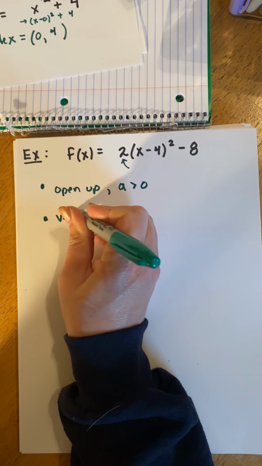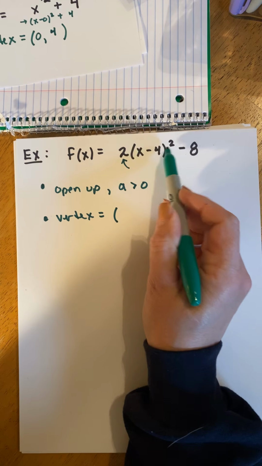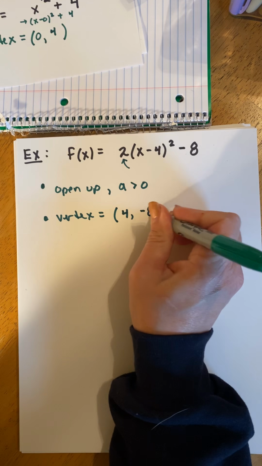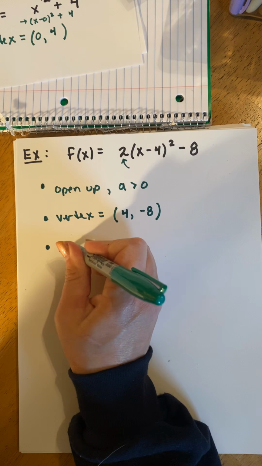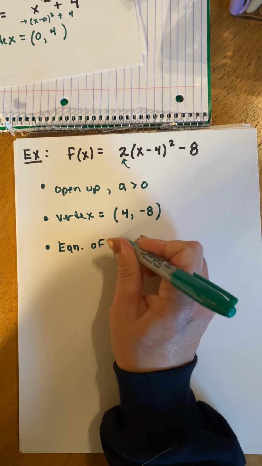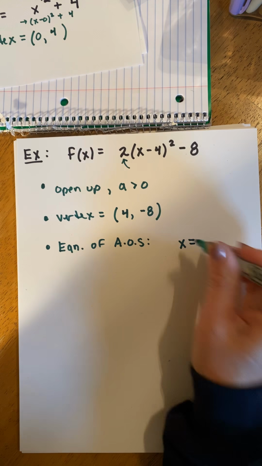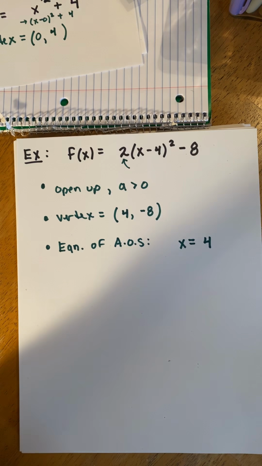The vertex, well, we like this because the vertex is handed to us. We didn't have to do any work. It's the opposite of this number and the exact value of what's dangling on the end. The equation of the axis of symmetry is always x equals the x coordinate of the vertex.